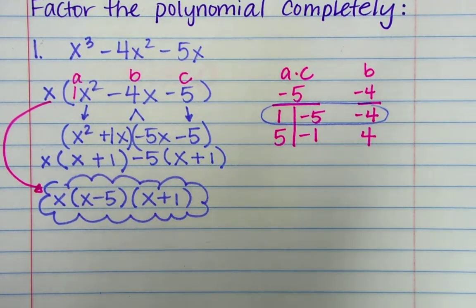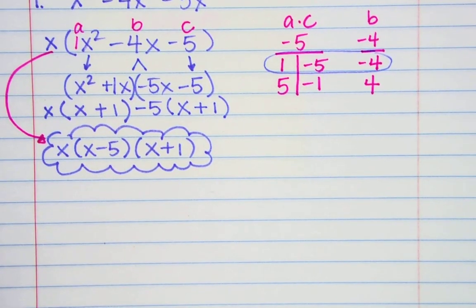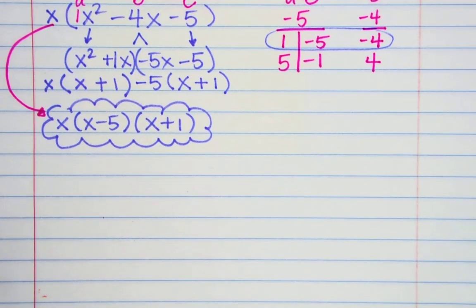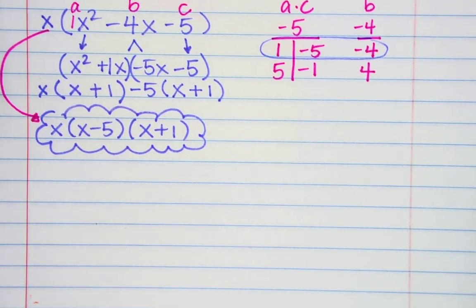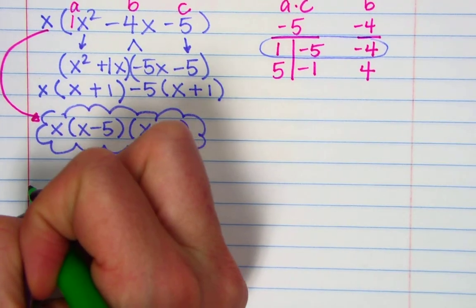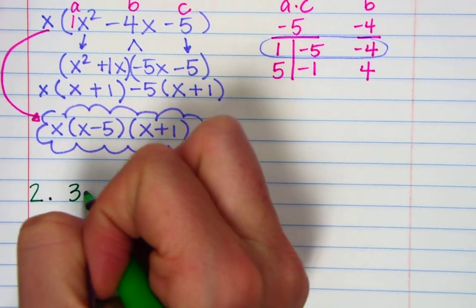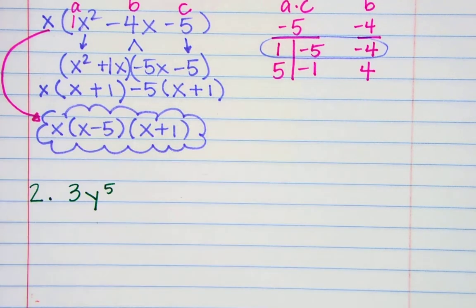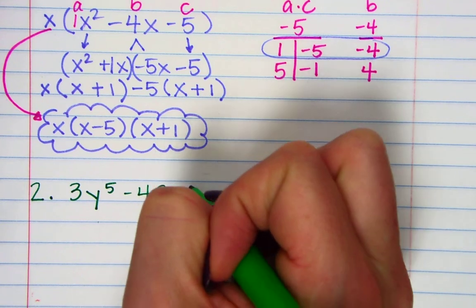Okay, we're going to do 3 of these, and then these are the longest, most difficult ones. The ones that we're going to do the rest of the class are a lot easier, I think. Okay, so let's try the next one, number 2: 3y to the 5th power minus 48y cubed.